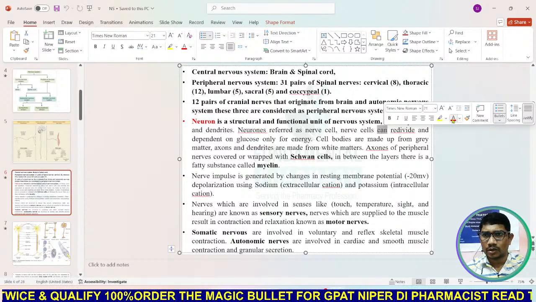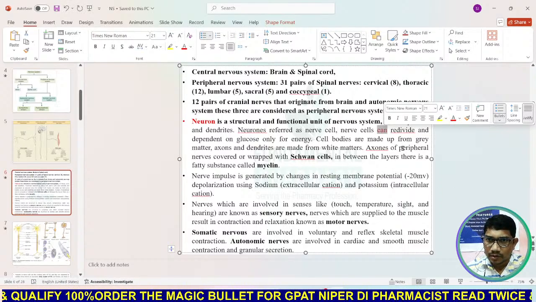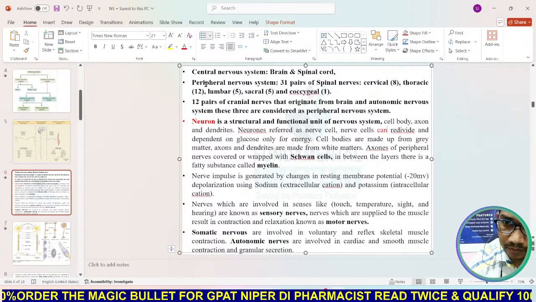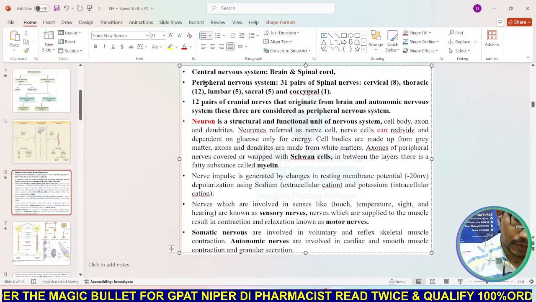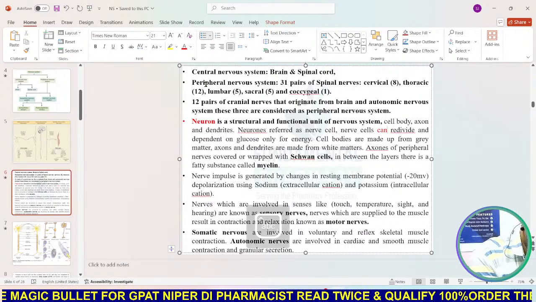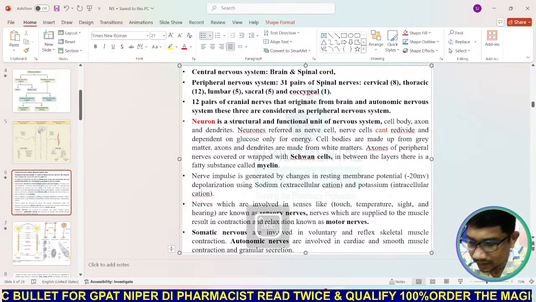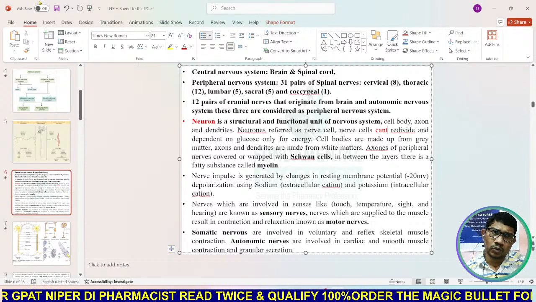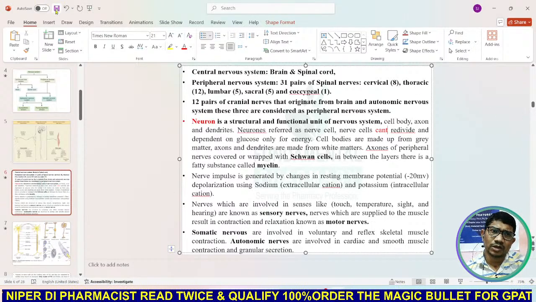Nerve cell cannot divide. नर्व सेल क्या है? डिवाइड नहीं होता है. Nerve cell cannot divide. It is based upon the energy. Okay, glucose is the only source of energy for the nerves.